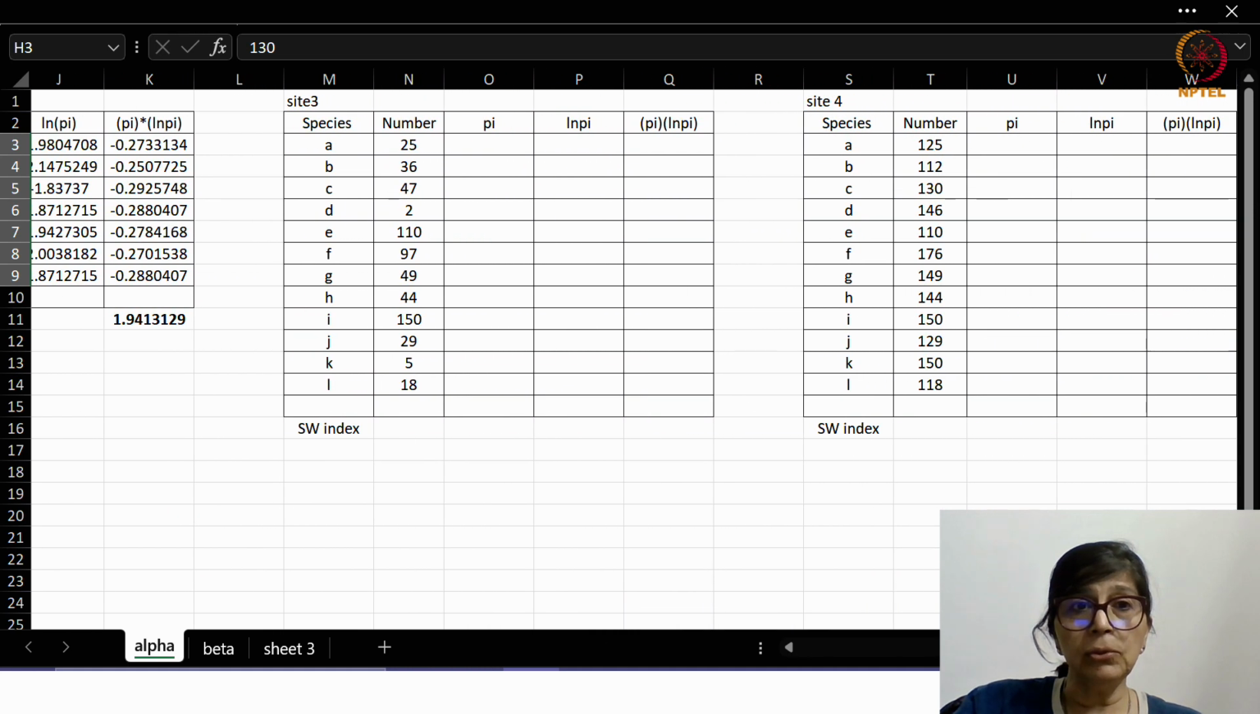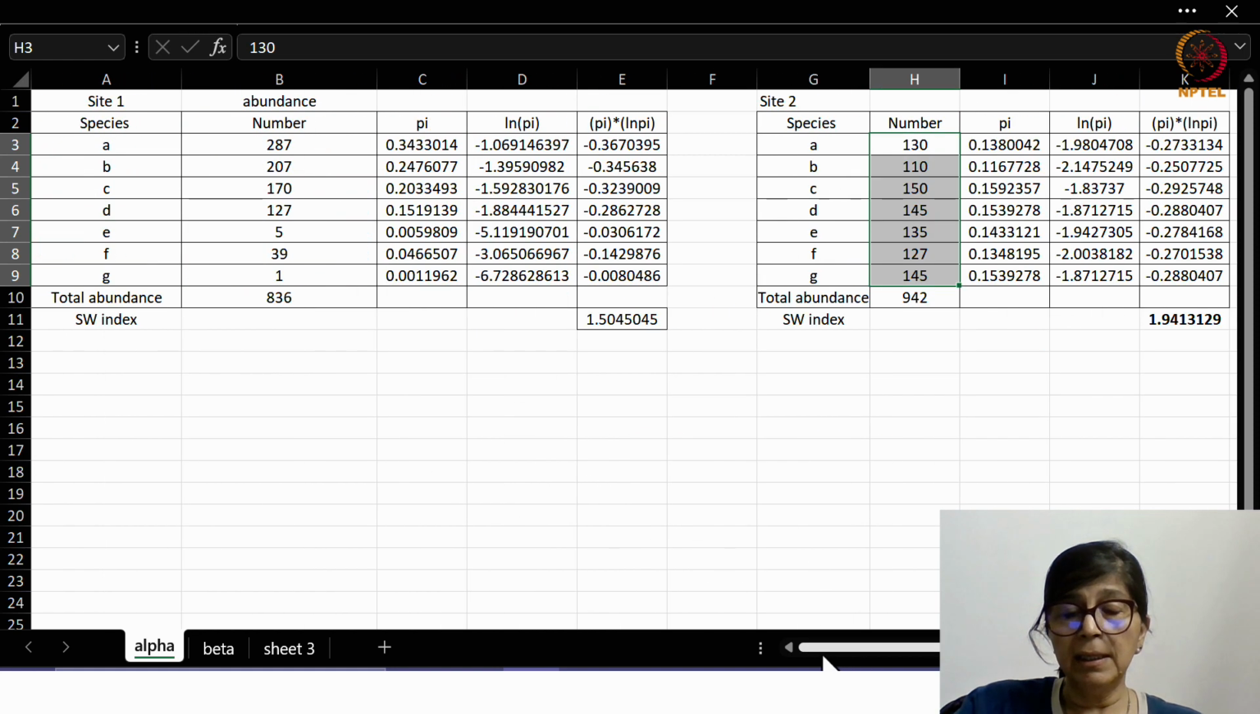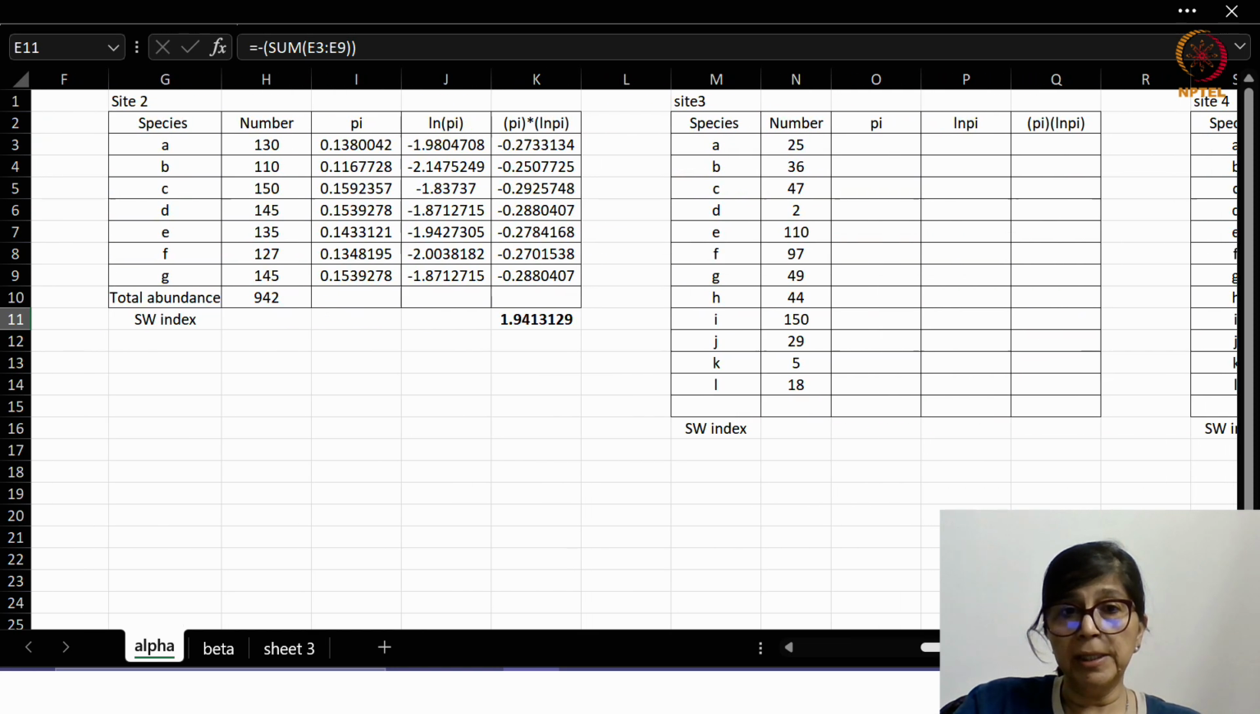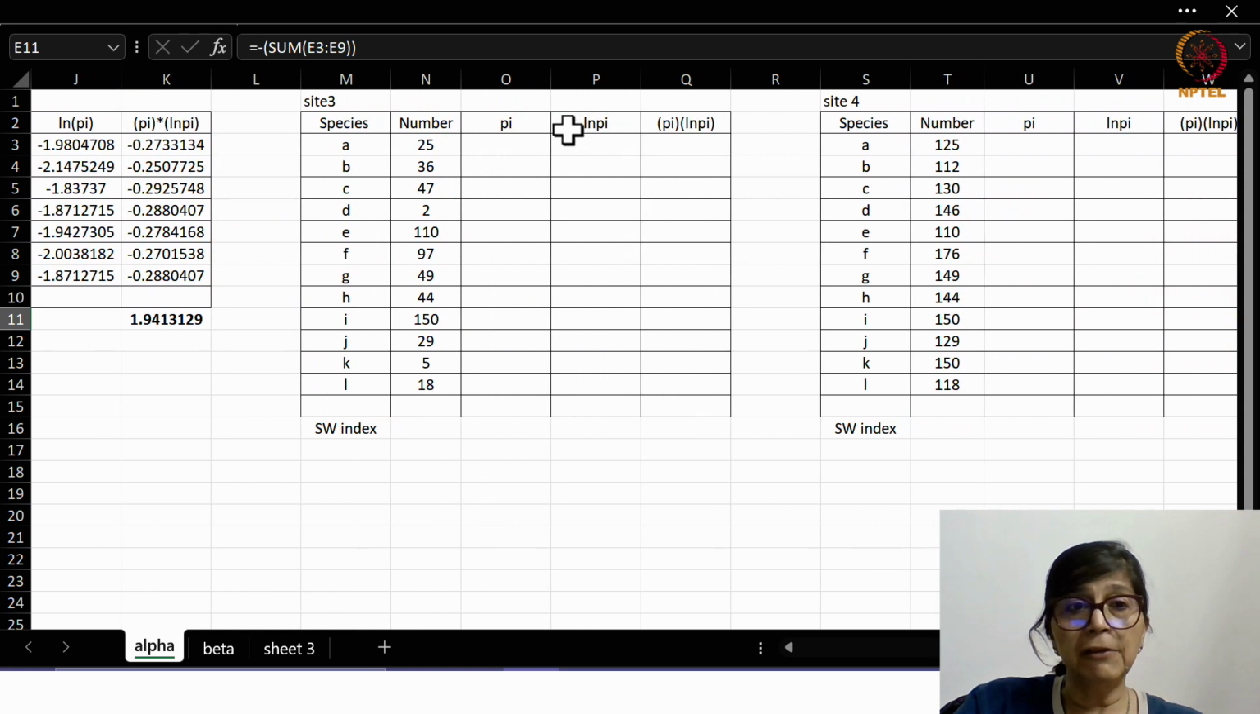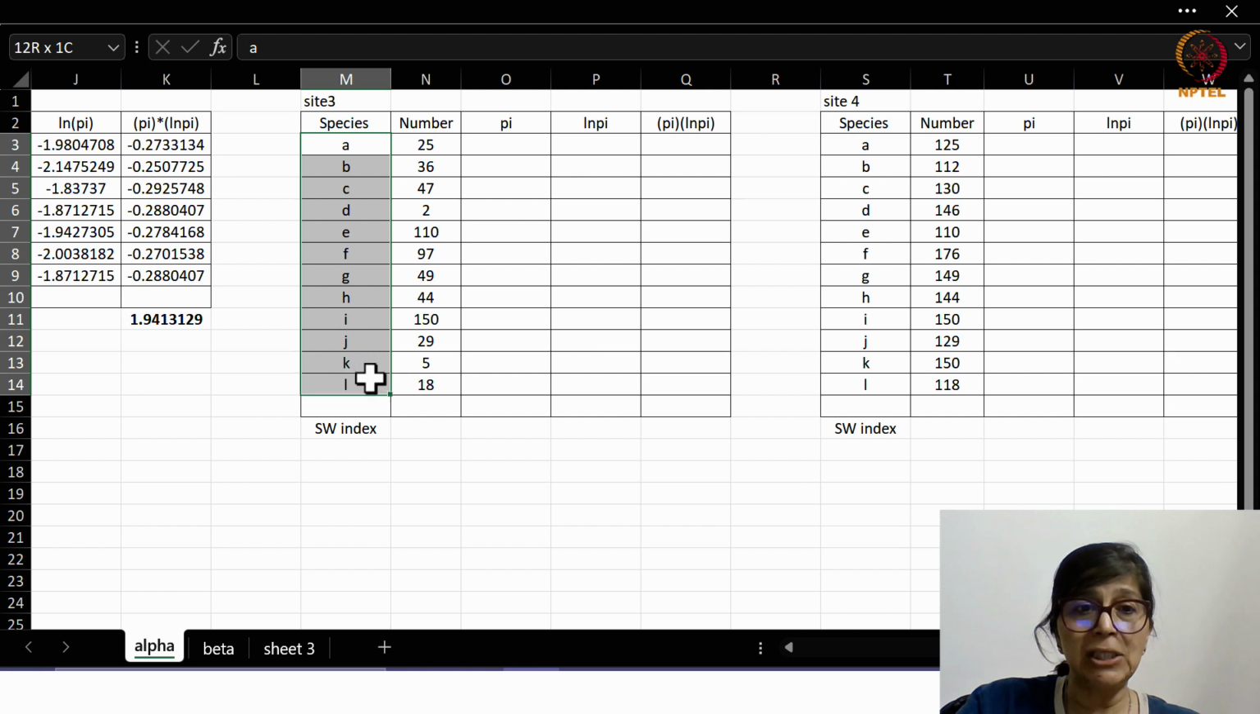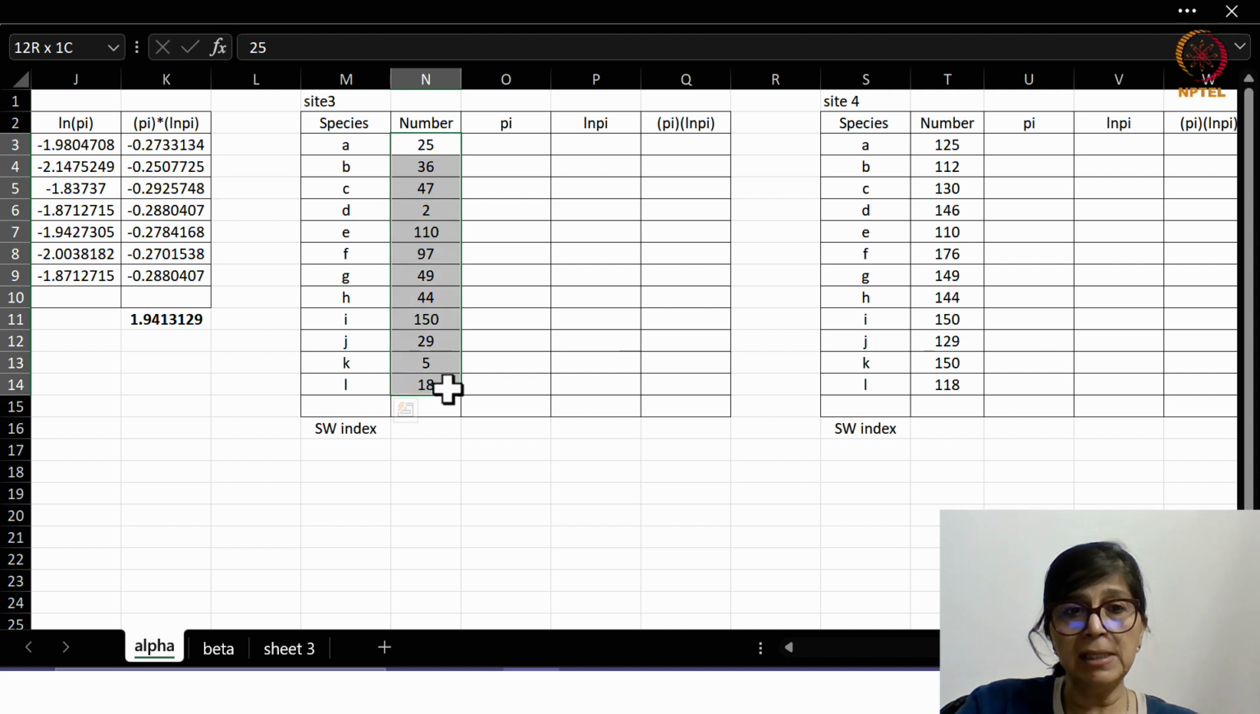So now let's go to the third site. Here you see, on the first site there is 1.5, right? Diversity is approximately 1.5, and this is 1.9594. Now let's see what happens if we now increase the richness.